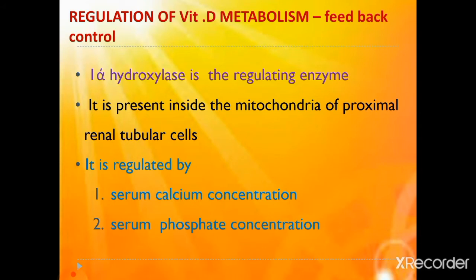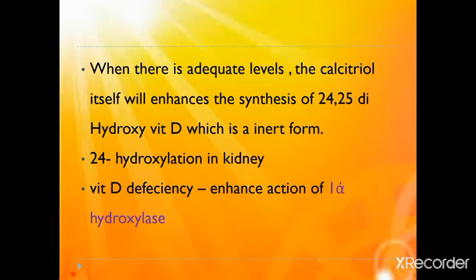Next is the regulation of vitamin D. 1-alpha-hydroxylase is the regulating enzyme. It is present inside the mitochondria of the proximal renal tubules, that is, in the kidney. It is the regulating enzyme of vitamin D metabolism, and this 1-alpha-hydroxylase is regulated by the serum calcium concentration and also the serum phosphate concentration.